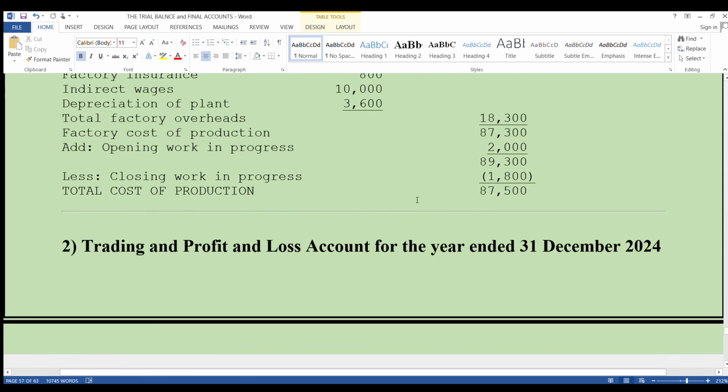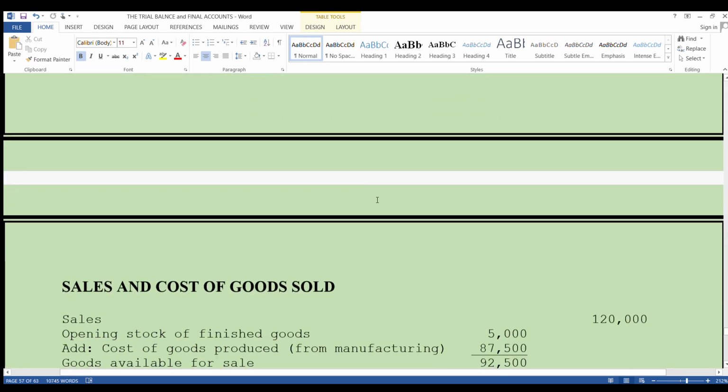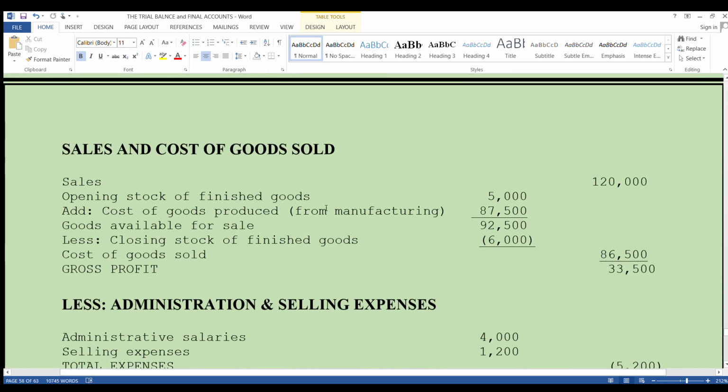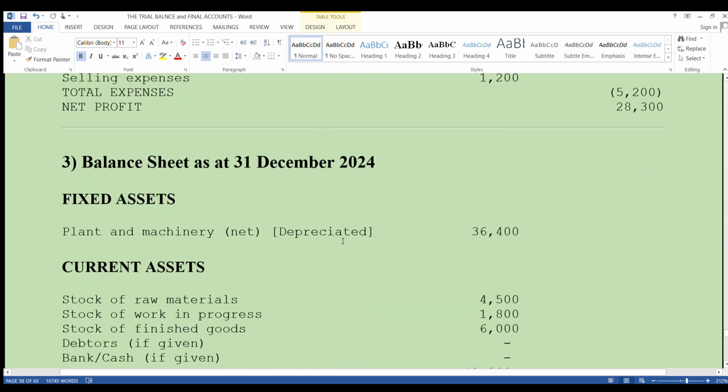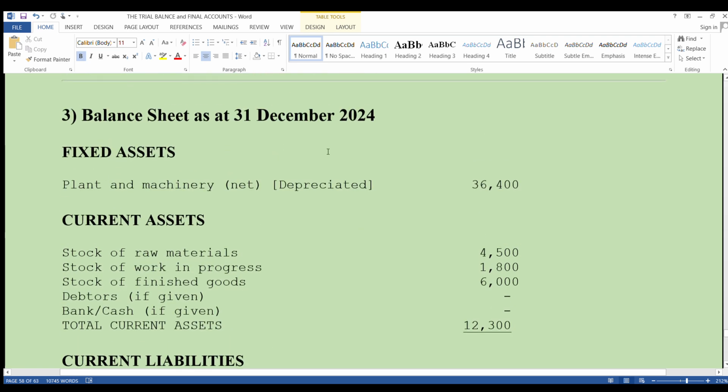Now, after you get this figure, you use it in the trade and profit and loss account. Okay, so you have to use it in the trade, profit, and loss account here. Okay, after you get your opening stock, you have to add cost of goods produced. Then after that you calculate your gross profit. Okay, then you can subtract the expenses to get the net profit. Then after that you go to the balance sheet. The balance sheet, we did not deal with it in details because there was not much information given.